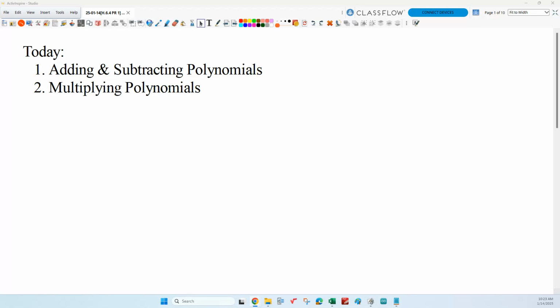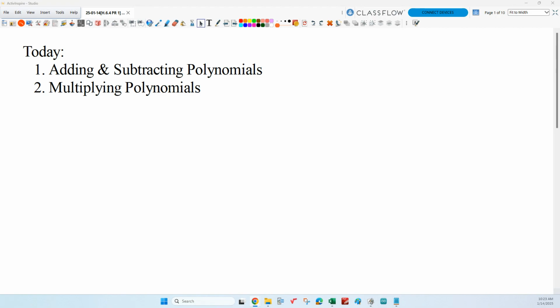This is all stuff you guys have done, so this is going to be pretty much a review. I want to zip through it though. Maybe there are a couple of things I can show you that might help you organize this process. We're just going to look at arithmetic with polynomials, specifically adding and subtracting polynomials and multiplying.